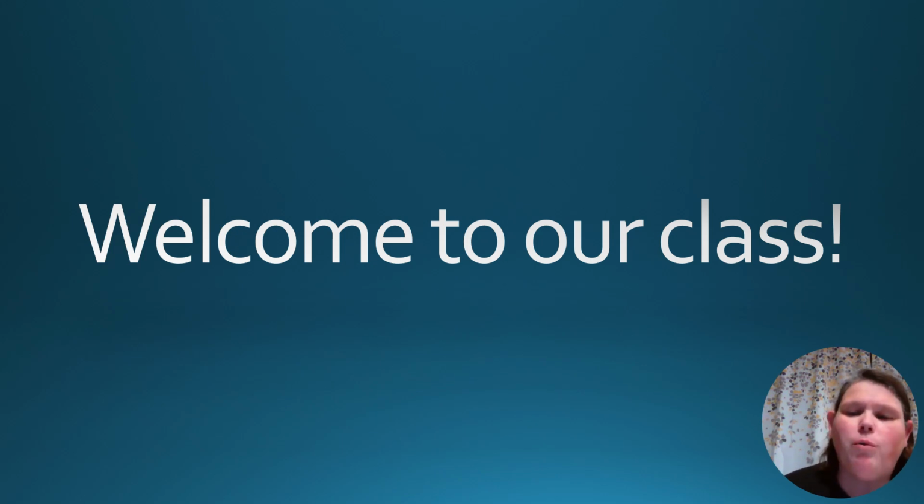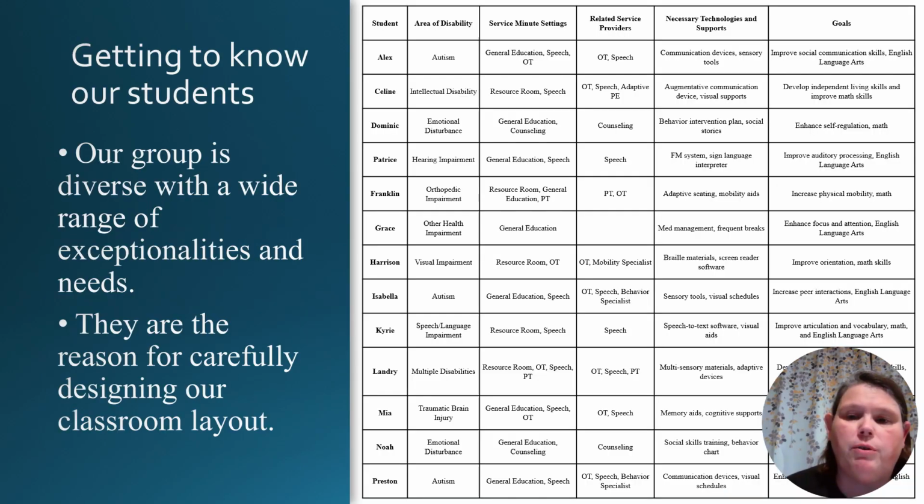I wanted to create a walkthrough of our class to help better orient you with the classroom layout, explain how each of the spaces supports the development of our students, and help clarify your role with technology, adaptive materials, and self-regulation supports. Our classroom is made up of a diverse group of students with exceptionalities ranging from autism, emotional disturbance, intellectual disability, hearing, visual, and orthopedic, and other health impairments, traumatic brain injuries, and multiple disabilities.